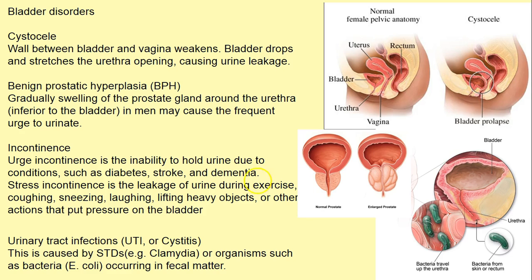Incontinence, there are different types. There's urge incontinence, which is due to diabetes, stroke, dementia, or other conditions that affect the muscles. I talked about the smooth and skeletal muscles there. Stress incontinence, and that's what we see in cystocele, is often caused by sneezing, coughing, laughing, and also pregnancy and childbirth, which can weaken the pelvic floor and the sphincters. UTIs or cystitis, we think of STDs, chlamydia, but also organisms that occur in fecal matter, and this is why we teach our daughters very young in life to wipe from front to back.